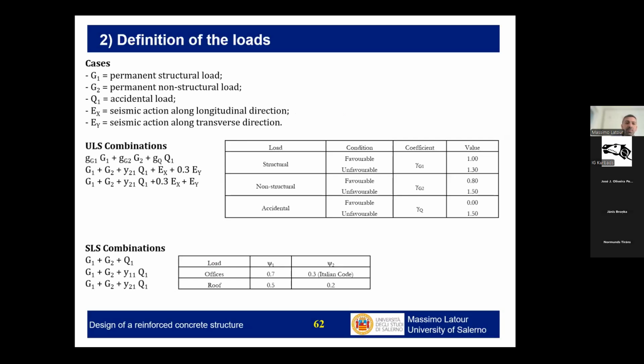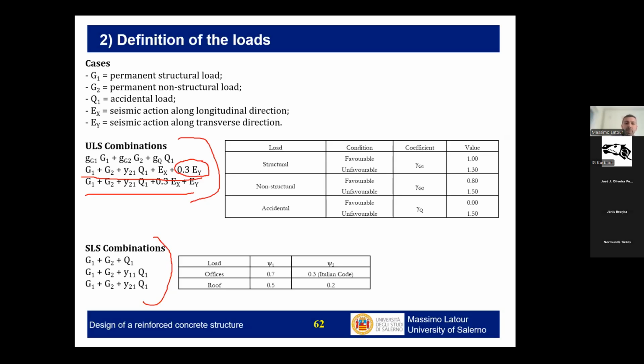So these are the typical load combinations for the ultimate limit state and for the serviceability limit state. Basically, in case of a seismic event, this is the typical combination that we have to apply. So pay attention that we always have to combine part of the seismic action in the X direction with part of the seismic action in the Y direction.